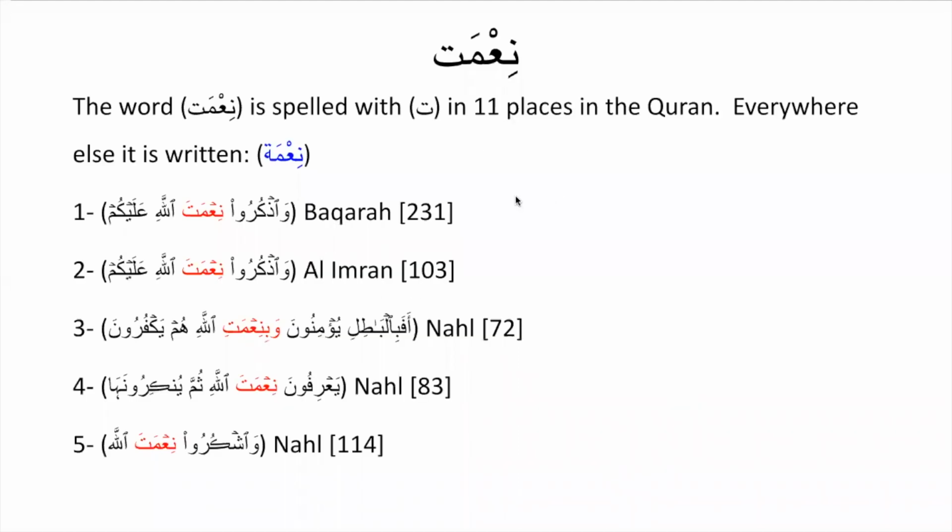So there are 11 places Ibn al-Jazari gives us where it is spelled with a flat ta. Surah Al-Baqarah, وَاذْكُرُوا نِعْمَةَ اللَّهِ عَلَيْكُمْ. Then an identical ayah in Surah Ali Imran, again, وَاذْكُرُوا نِعْمَةَ اللَّهِ عَلَيْكُمْ. Then the three places in Surah Al-Nahl, the first one in ayah 72, أَفَبِالْبَاطِلِ يُؤْمِنُونَ وَبِنِعْمَةِ اللَّهِ هُمْ يَكْفُرُونَ. Surah Al-Nahl, ayah 83, يَعْرِفُونَ نِعْمَةَ اللَّهِ. Then Surah Al-Nahl, ayah 114, وَاشْكُرُوا نِعْمَةَ اللَّهِ عَلَيْكُمْ.